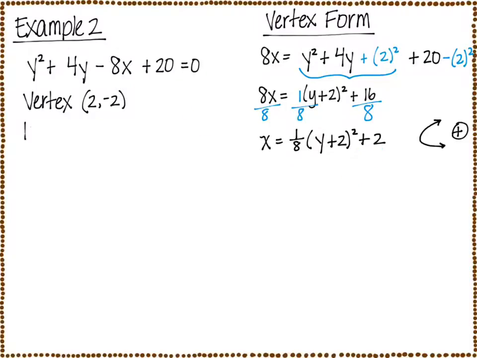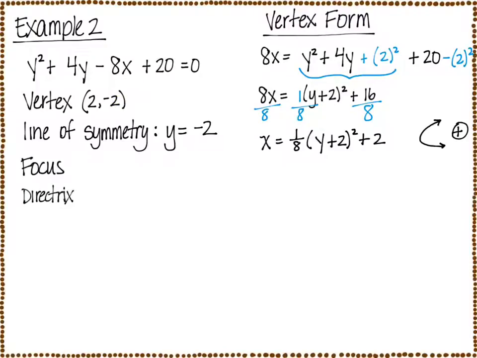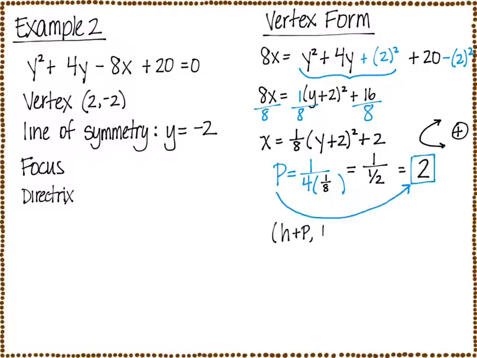Now the next step is to find the line of symmetry, which is going to be y equals. In this case, because this is a parabola that's open in this direction, the line of symmetry will be a y equals line. And we know that it's y equals -2. We get that from the vertex. We need to find the focus and the directrix, and to do so we need to find our p. And remember, p is 1 over 4a. In this case, a is 1/8. So 4 times 1/8 is 1/2, but 1 divided by 1/2 is the same thing as 2.